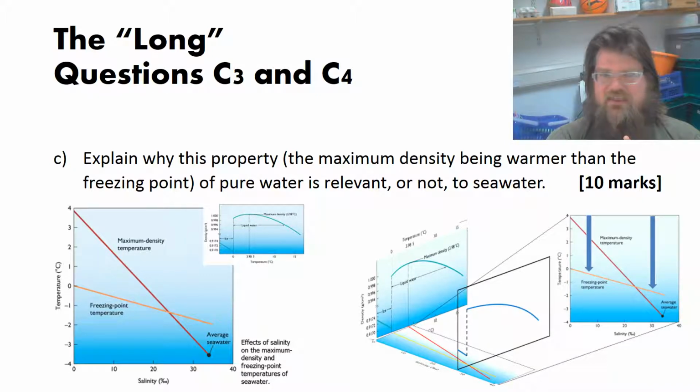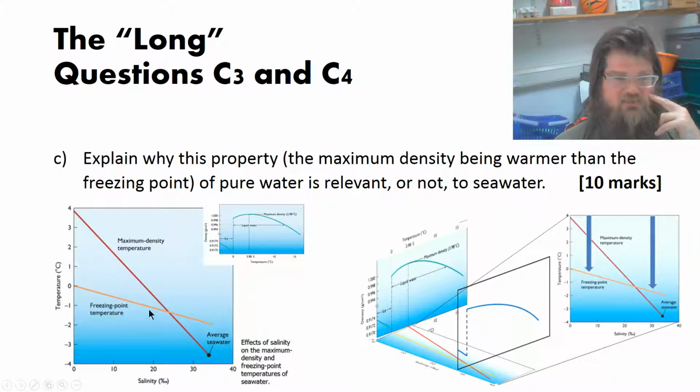This is the theme of what we were looking for in this question: what happens not only to the freezing point of water as you add ions of salts, so sodium, chlorine, or any other ions to pure water. The freezing point will tend to reduce as salinity increases. That's this yellowish line on this graph here.